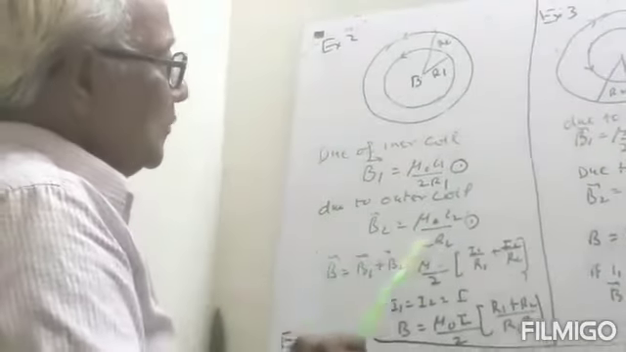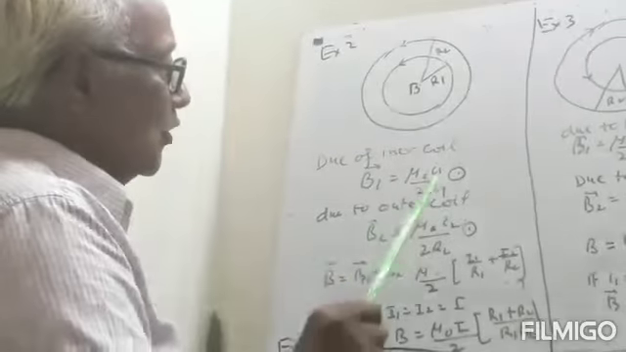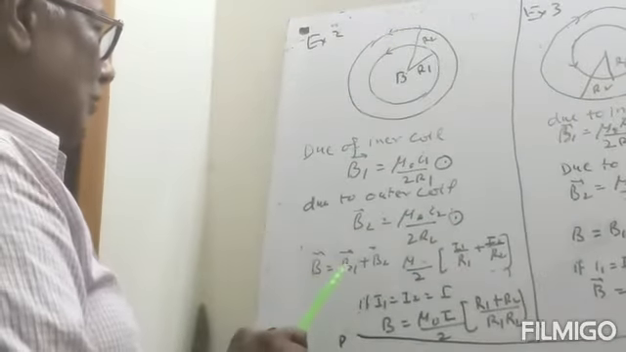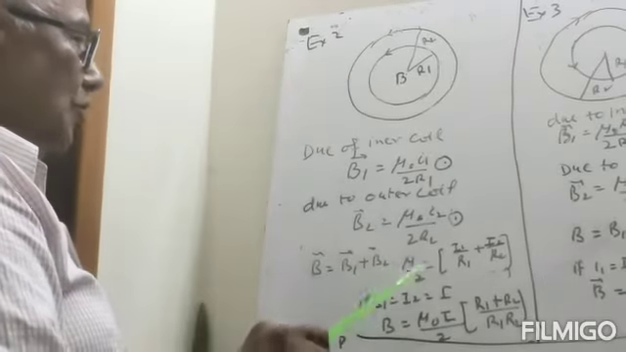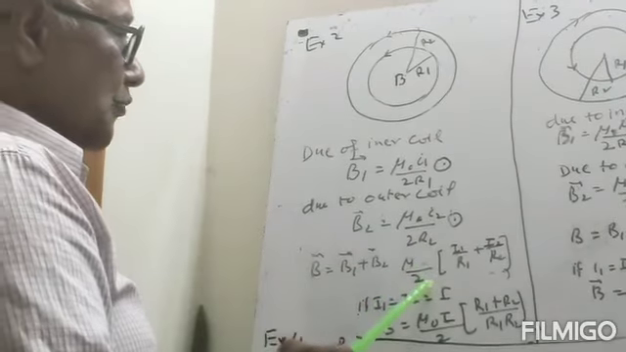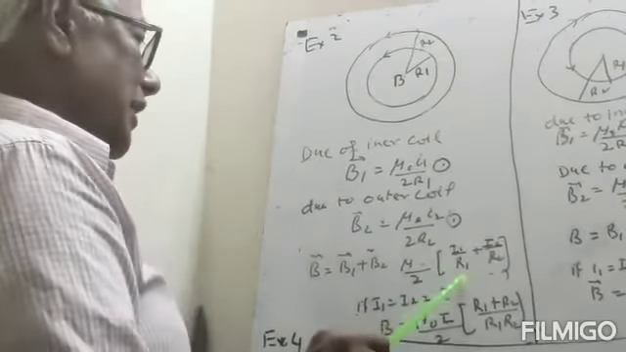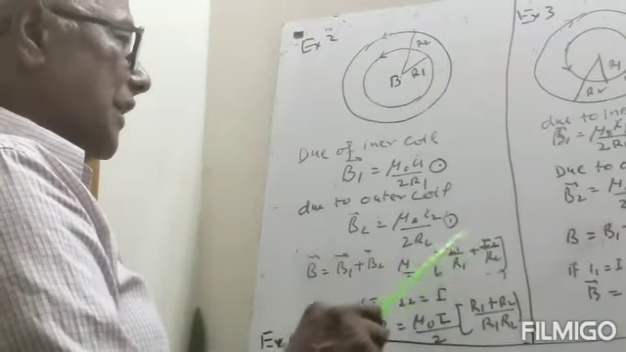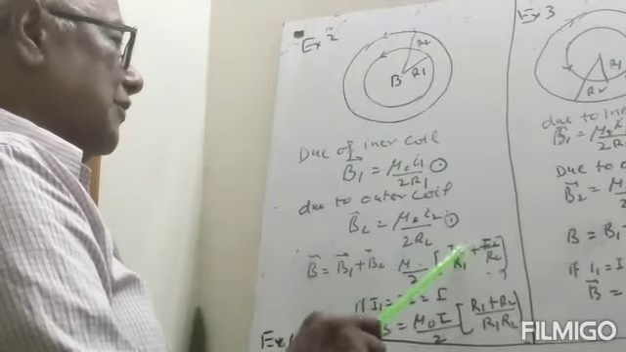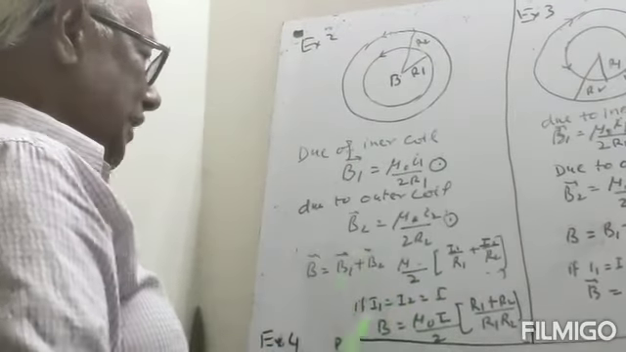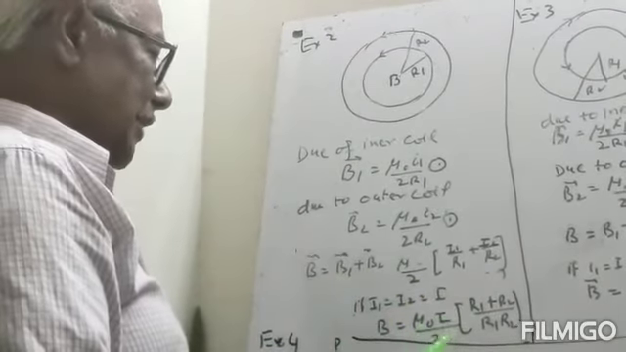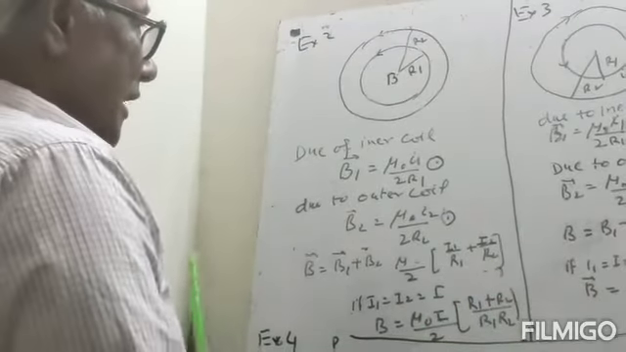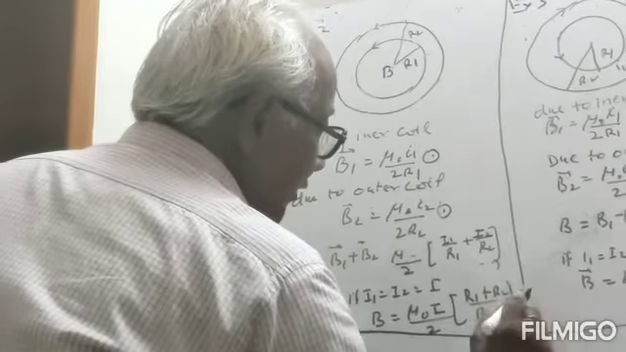So the total magnetic field will be the sum of these two because both are in the same direction. So the magnetic field B will be equal to B1 plus B2, which equals mu0 by 2 times (I1 by R1 plus I2 by R2). If I1 and I2 are the same, then we put I1 equal to I2 equal to I. Then the magnetic field will be mu0 I by 2 times (R1 plus R2) divided by R1 R2, and its direction will be perpendicular to the board.